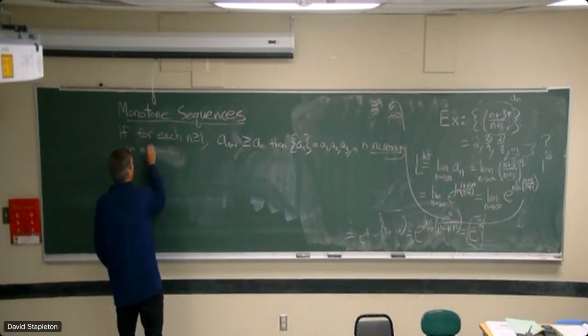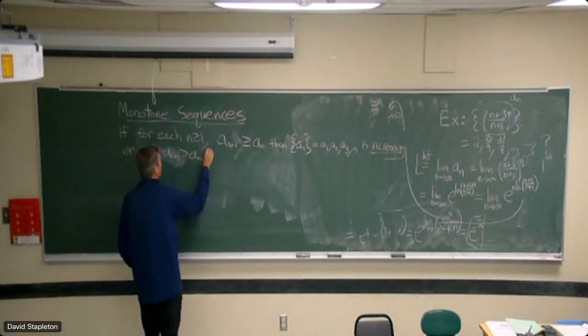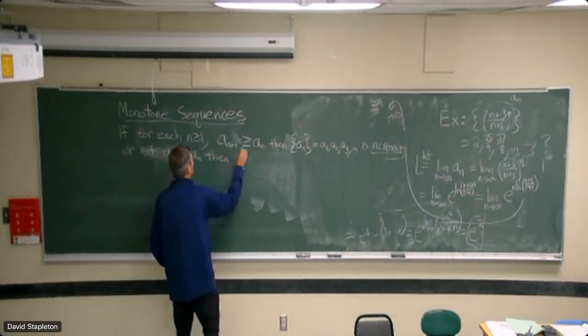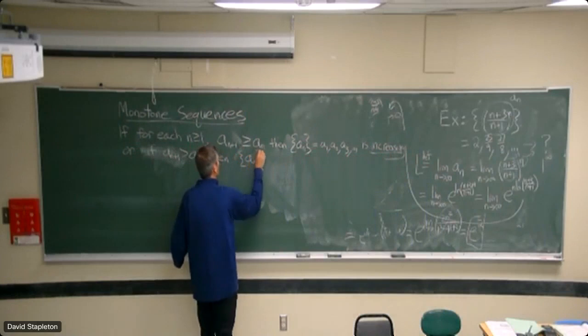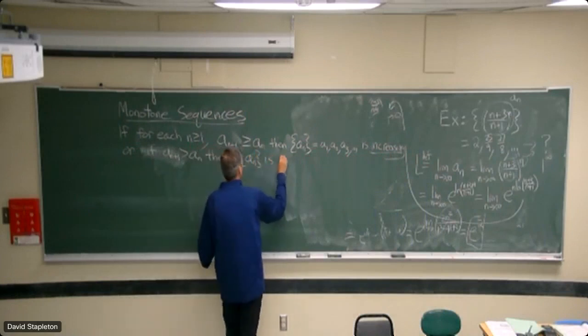If a_{n+1} is strictly greater than a_n, then the sequence a_n is strictly increasing.